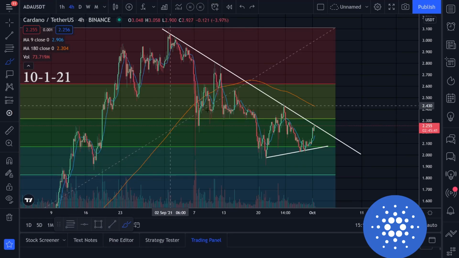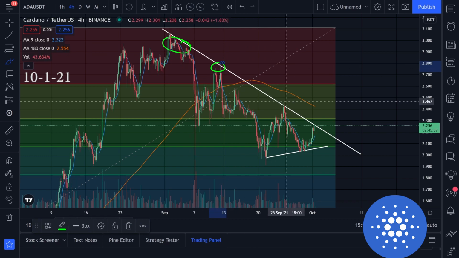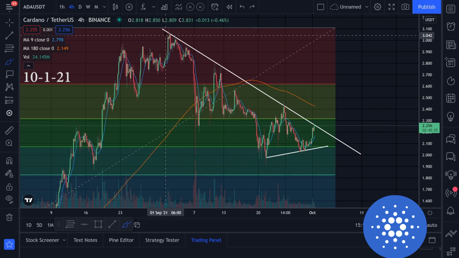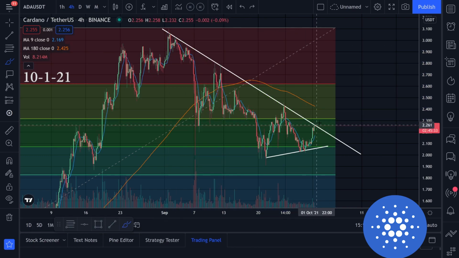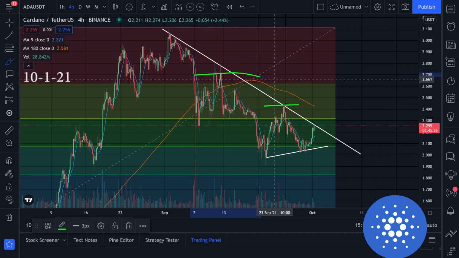Let's take a look at the chart action for Cardano. Alright, so here's what I'm looking at. We have resistance right here, and resistance right here. I've been watching this downtrend going something like this. It looks like we're coming up and testing it right there. Let's see if we could break out of this downtrend and start testing the previous resistance levels.